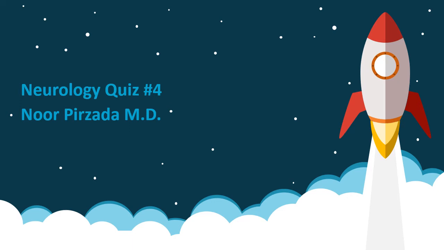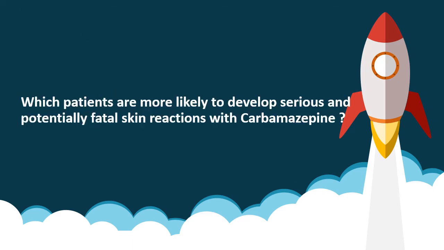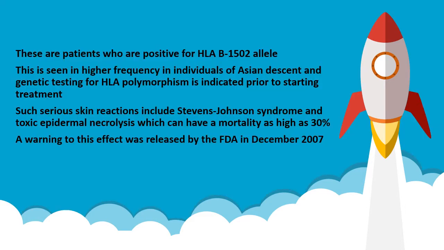Neurology quiz number 4. Which patients are more likely to develop serious and potentially fatal skin reactions with carbamazepine? These are patients who are positive for the HLA-B*1502 allele. This is seen in higher frequency in individuals of Asian descent, and genetic testing for HLA polymorphism is indicated prior to starting treatment. Such serious skin reactions include Stevens-Johnson syndrome and toxic epidermal necrolysis, which can have a mortality as high as 30%. A warning to this effect was released by the FDA in December 2007.